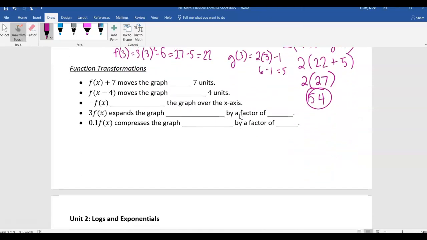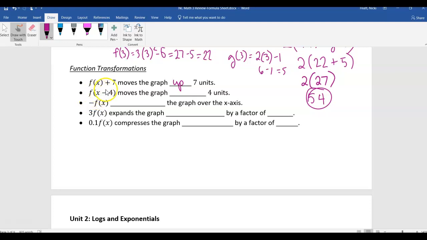All right. And the last thing from Unit 1 was function transformations. If we have something where we add 7 to the end of the graph, that's going to move the graph up 7 units. And of course, this number could change here. It could be 10, it'd move up 10. If it was negative 4, it'd move down 4.